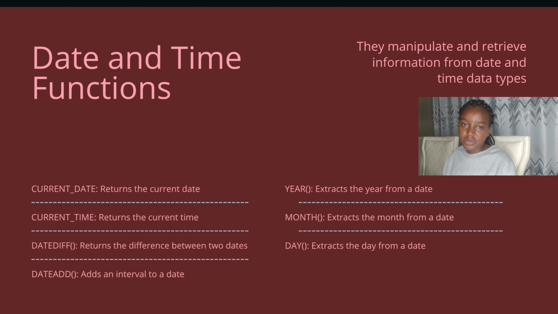Let's continue. We have date and time. Obviously, they manipulate and retrieve information from date and time data types. We have different examples. We have current date, so fetch the current date. We have current time, returns the current time. Date difference, you give it two dates, and then it's going to give you the difference between the two. Date add an interval, so you can add a year, add a month, and so on. Year extracts the year from a date, month extracts the month, and of course day extracts the day.